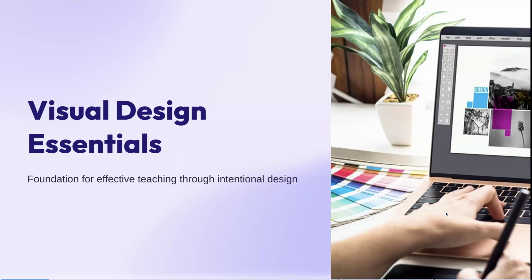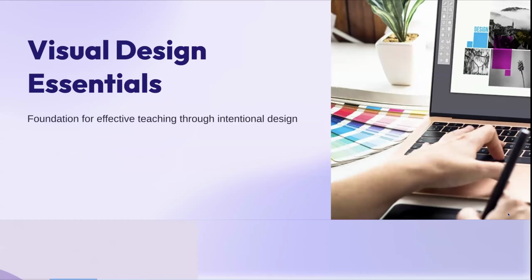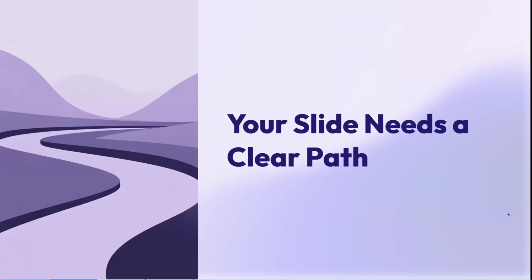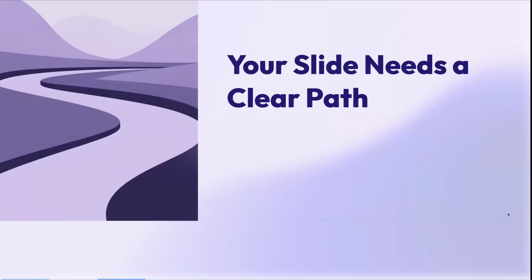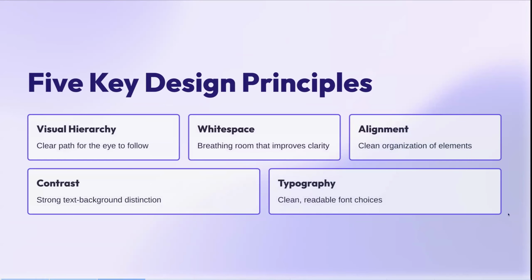Welcome to Module 3, Visual Design Essentials. Now that we've talked about cognitive overload and multimedia principles, we'll focus on the design choices that make slides visually effective. Your slides need a clear path for your students. There are 5 key design principles we will cover in this module: visual hierarchy, white space, alignment, contrast, and typography.